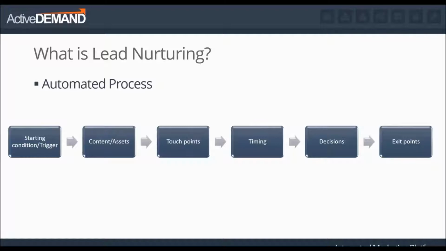Important with this automation is timing. Sometimes you're going to be communicating more, sometimes less, so they have time to digest the information. There are always decisions asked of the prospect, and decisions you have to make based on their responses in the dialogue. And just like in any conversation, there are many ways the participant could leave the conversation. Again, it is an automated process.